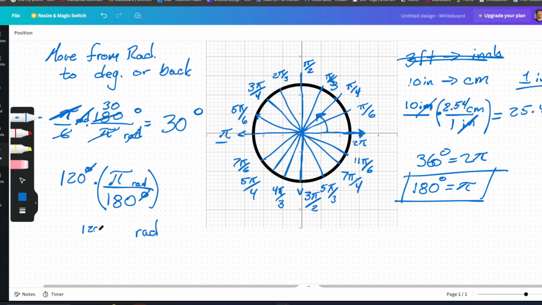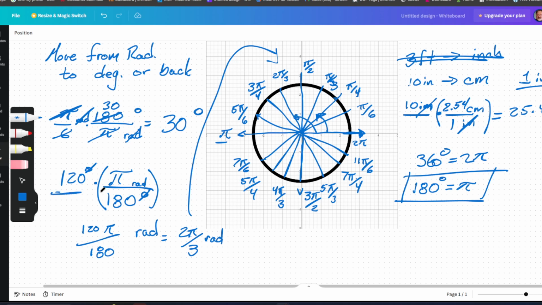And it's going to be 120 pi over 180 radians. And it would be nice to reduce this. They're both multiples of 60, so that's 2 pi over 3 radians, which should seem reasonable, but that's about 180 degrees right there. Oh, sorry, 120 degrees right there.